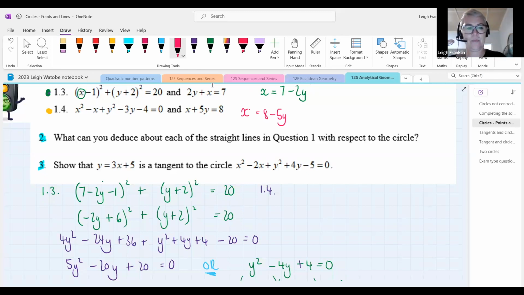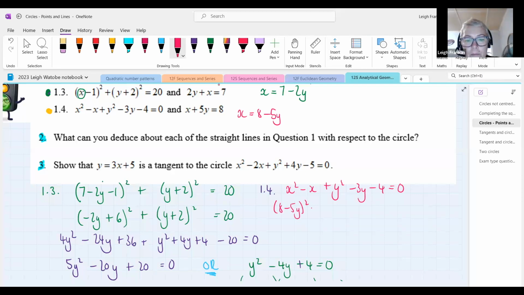Okay, so first let's form an equation using the smaller equation: x plus 5y is equal to 8. So x is equal to 8 minus 5y. And then x squared minus x plus y squared minus 3y minus 4 is equal to 0. Now we are going to sub in, in place of x, we'll put 8 minus 5y.